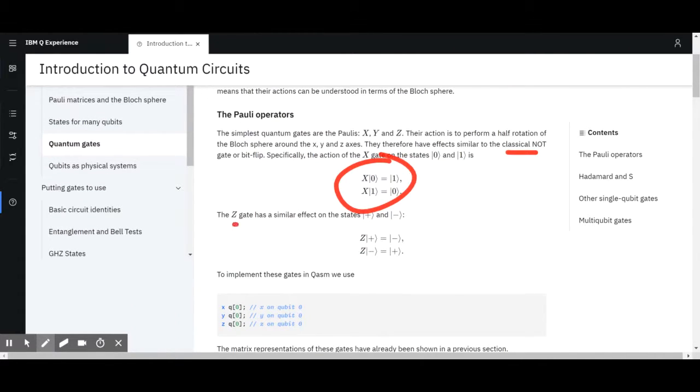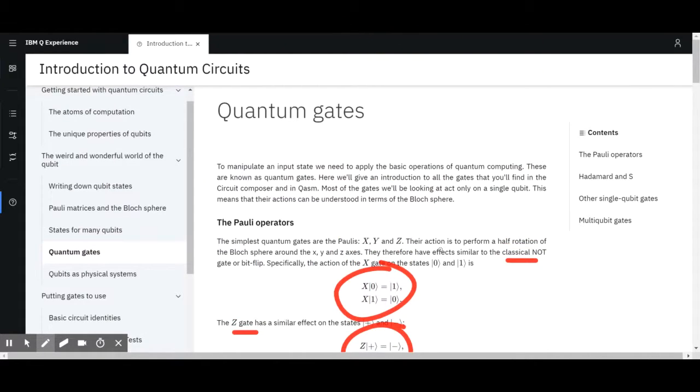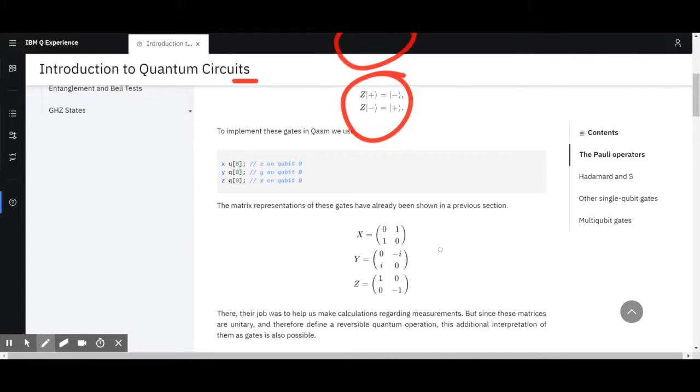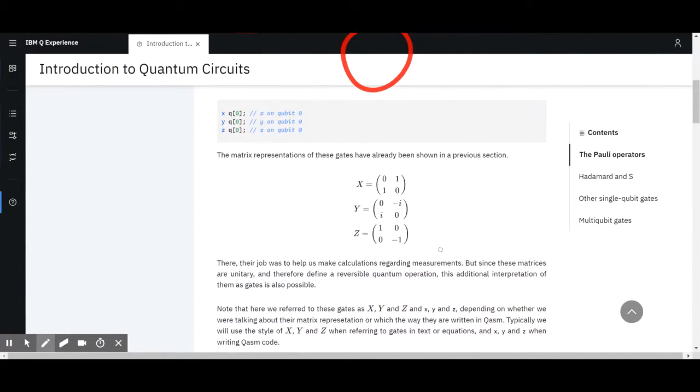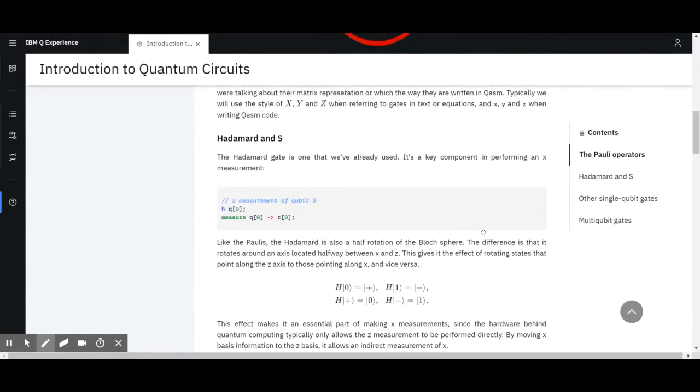And then the Z gate does a similar thing, but on the states plus and minus. So this is another important piece of information here. I'm not going to spend a lot of time on this, but you should probably go through those matrices here, because they give you a bit of intuition in terms of the effects of those gates on your qubits.